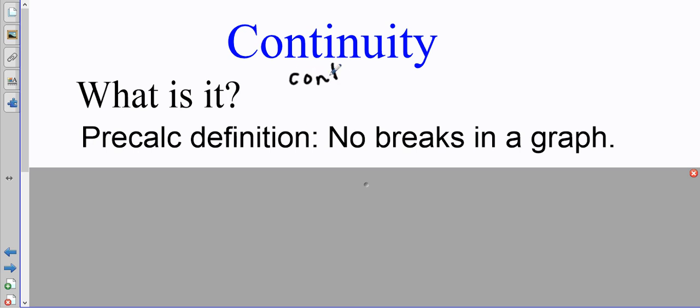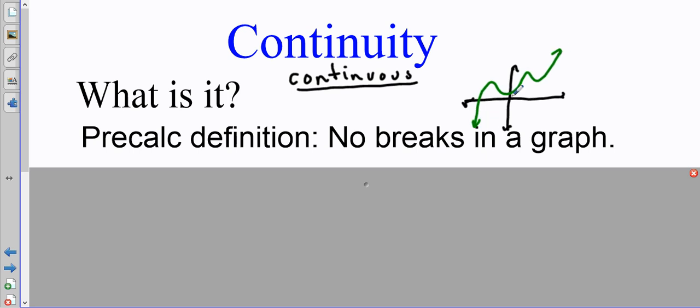All right, continuous. By a pre-calculus definition, it means that there are no breaks in a graph. So no breaks, you can't lift up your pencil if you ever did a graph. Usually you talk about continuity when you talk about polynomial functions. So if I were to graph a polynomial function like so, this is continuous. This is a continuous function, and if we're going to call that f, there are no breaks in the graph, none whatsoever.